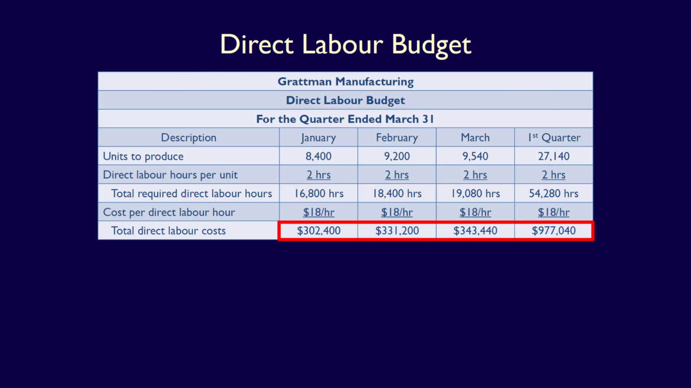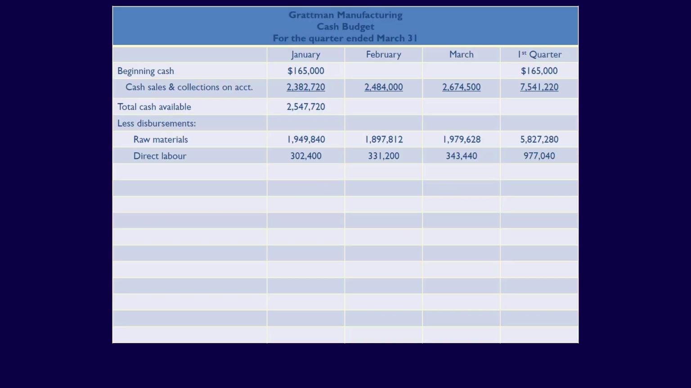We can see at the bottom of the direct labor budget that we paid cash of $302,400 in January, $331,200 in February, and $343,440 in March, for a total of $977,040 in the first quarter. So we can transfer these amounts directly into our cash budget under cash disbursements, direct labor.